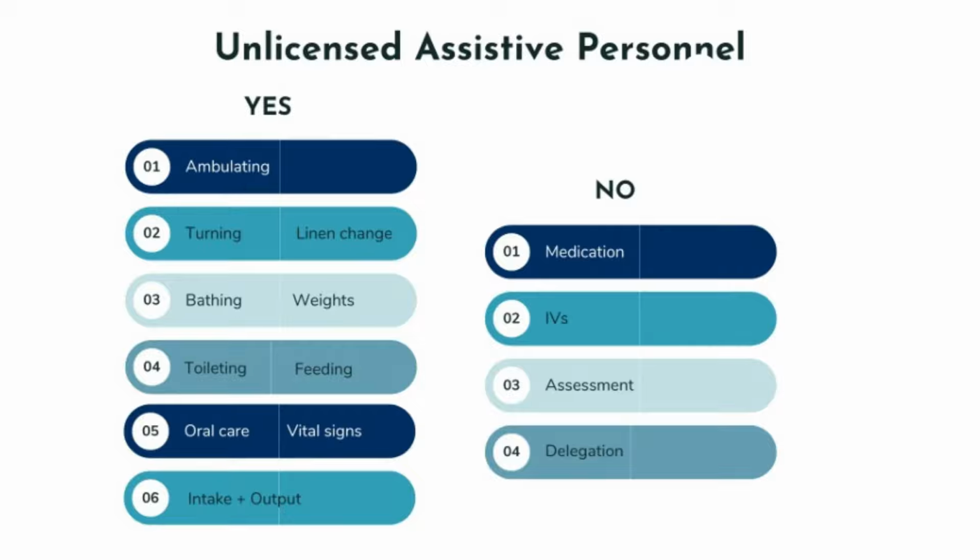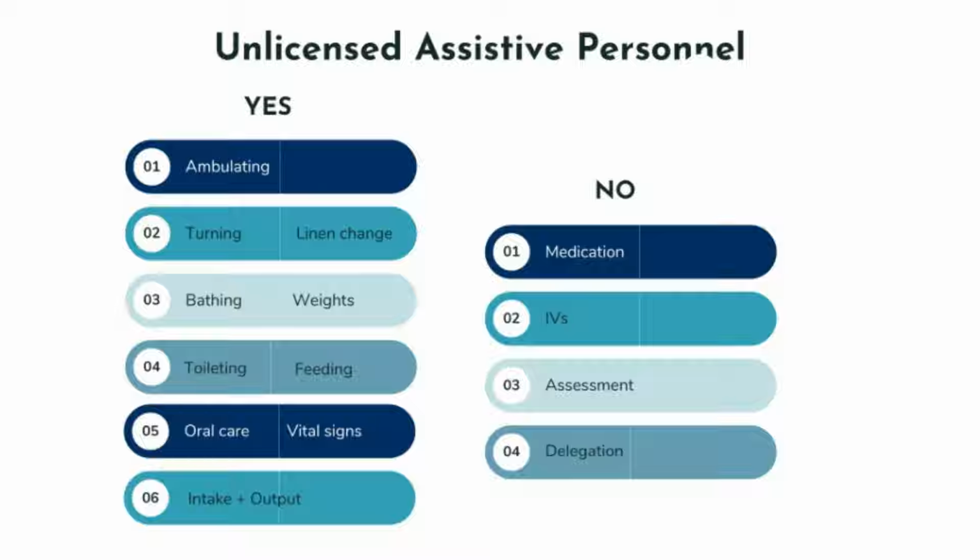What are they? Number 1, for yes, they can carry out ambulation. They can ambulate a patient. They can carry out turning, changing position. They can carry out bathing of the patient. They can carry out toileting of the patient. They can carry out oral care. They can carry out input and output charting.